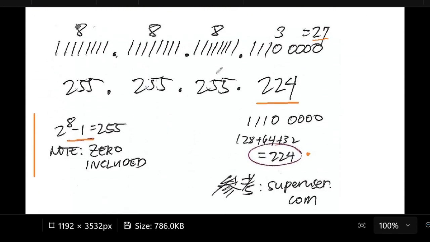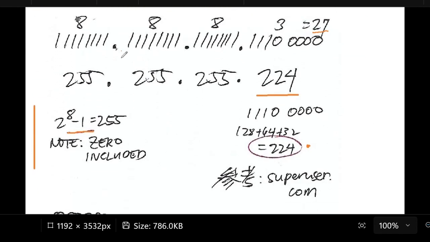So 27 means that if we have, for example, the subnet mask in this way, and we need to make it binary, we have 8 here like this, 8, 1, 1, 1, 1, 1, totaling to 8, and this one as well, and this one as well. So that would be 24, 8, 16, 24, and then plus 3 to get 27.